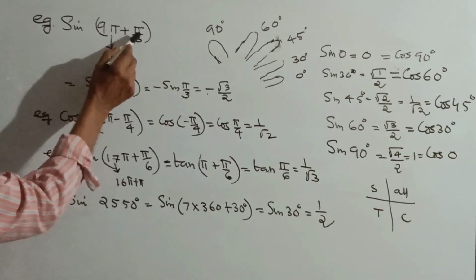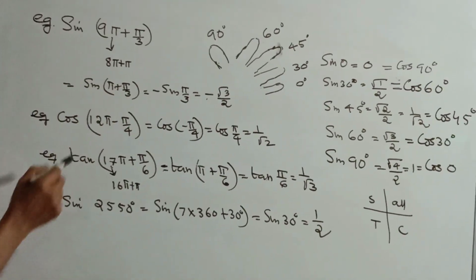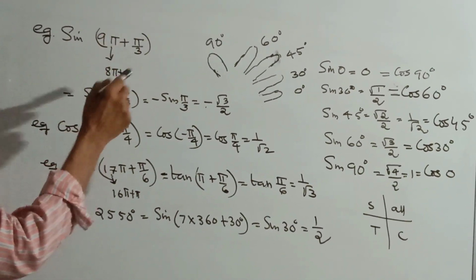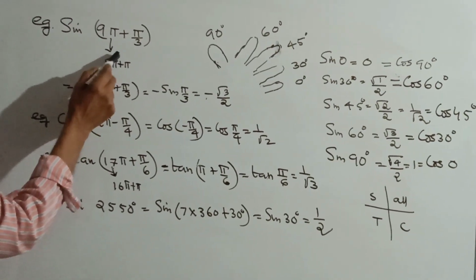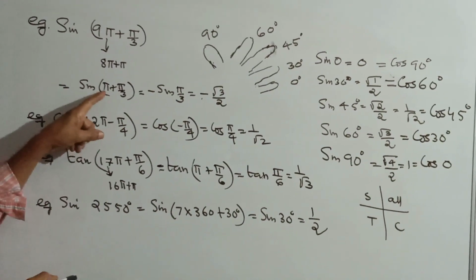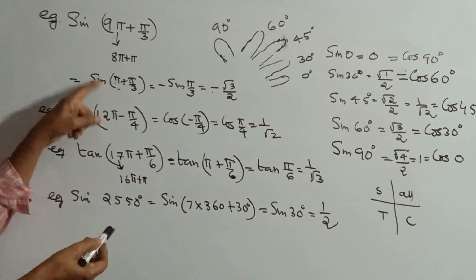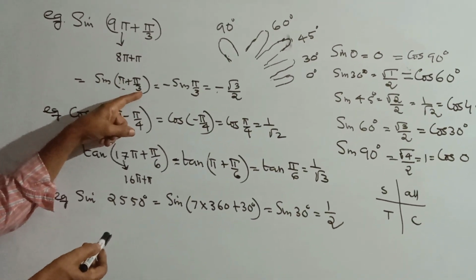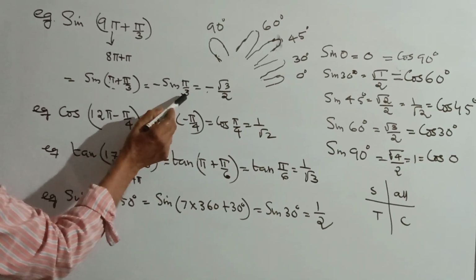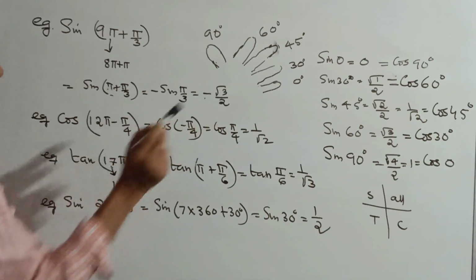Sine of 9 pi plus pi by 3. 9 pi is actually 8 pi plus pi. 2 pi is one complete revolution, so 8 pi is complete revolutions and goes away. So the result is simply sine of pi plus pi by 3. Pi is on the x-axis, so it stays sine, and pi plus pi by 3 is in the third quadrant, so it is minus sine pi by 3, which is sine 60 degree. So it is minus root 3 by 2.